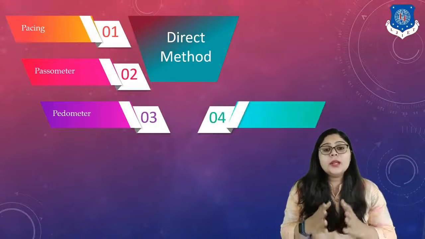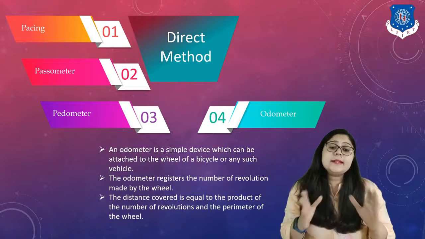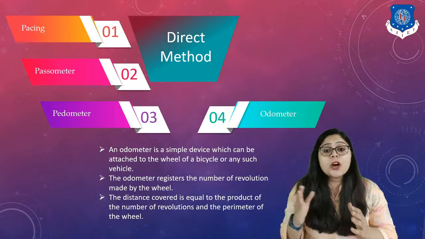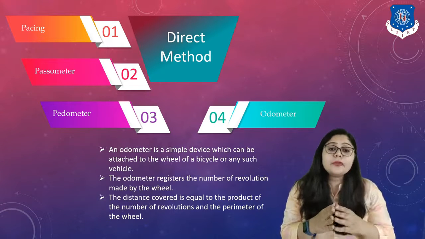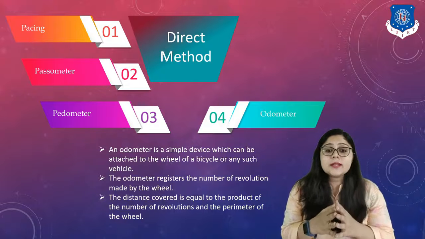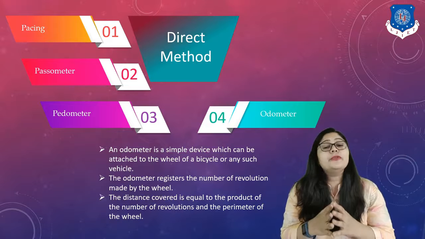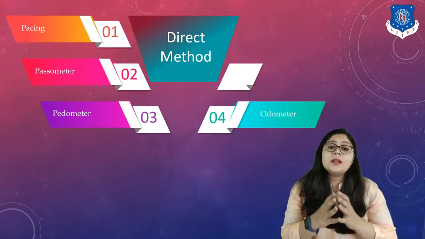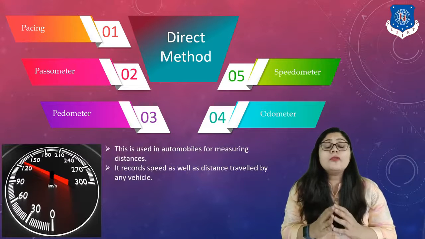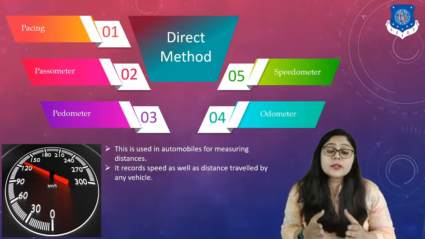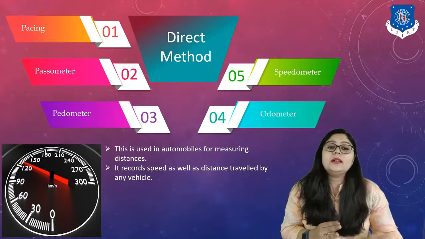Next is the fourth one, which is the odometer. Generally an odometer is a simple device which can be attached to the wheel of a bicycle or any vehicle. The odometer registers the number of revolutions made by the wheel. The distance covered is equal to the product of the number of revolutions and the perimeter of the wheel, right? Next is the speedometer. Generally it is used in automobiles for measuring the distance. It records speeds as well as the distances travelled by any vehicle.